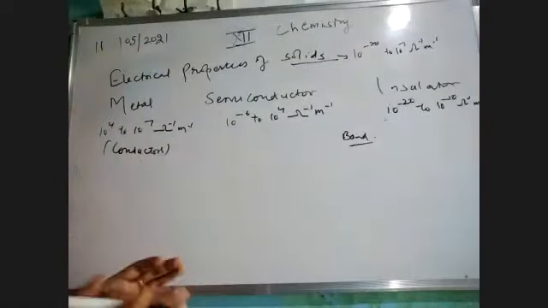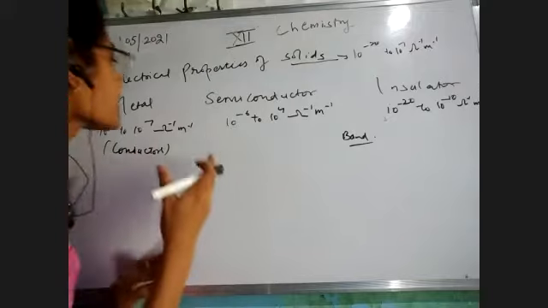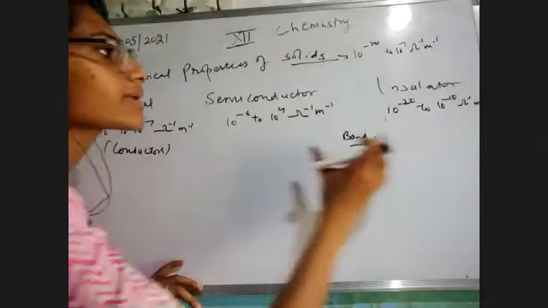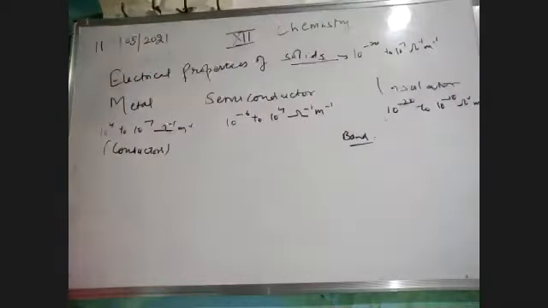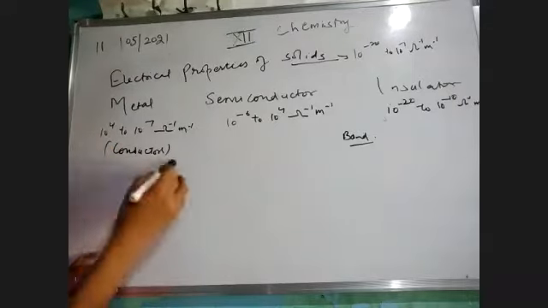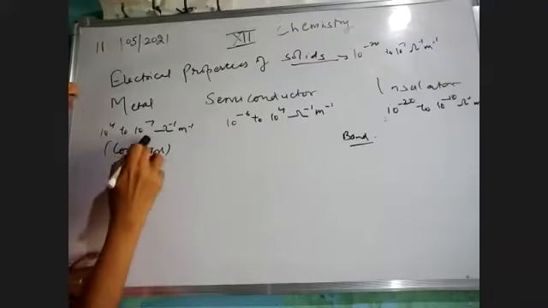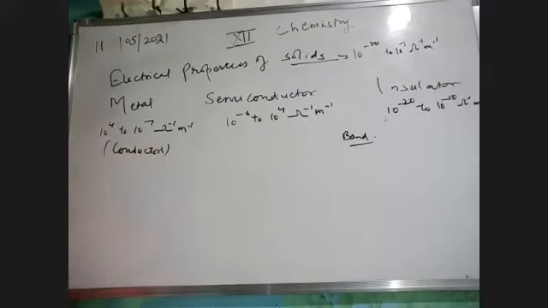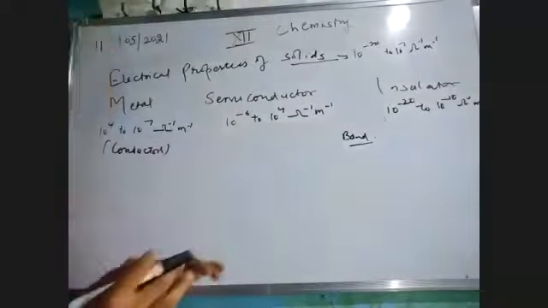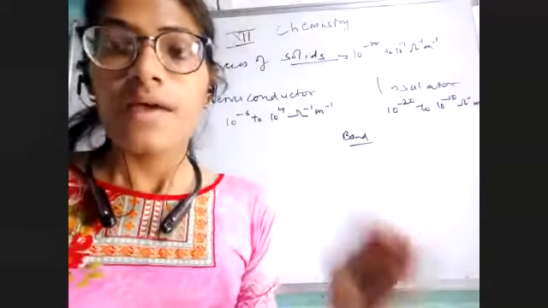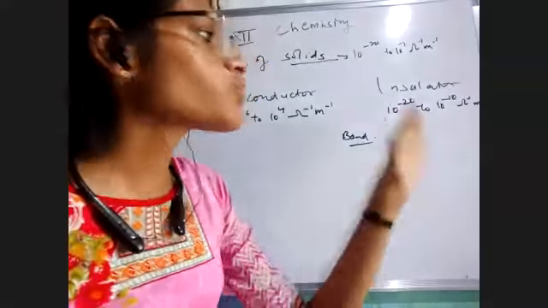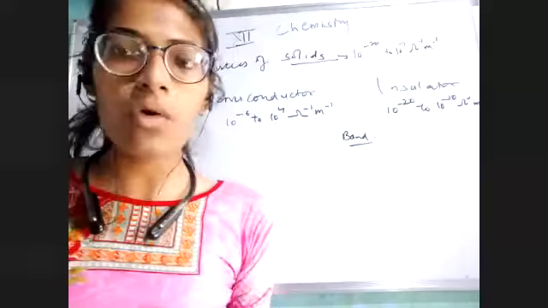Okay, now on the basis of this order, we have classified our 3 solids, that is conductor, semiconductor, and insulator. If I'm talking about the conductivity of a conductor, it shows maximum conductivity, quite obviously, that's why they're known as conductors, which show 10 raised to power 4 to 10 raised to power 7 per ohm per meter. Okay, similarly, semiconductors show 10 raised to power minus 6 to 10 raised to power 4. And lastly, we have the insulators, which show the minimum conductivity, that is 10 raised to power minus 20 to 10 raised to power minus 10 per ohm per meter.